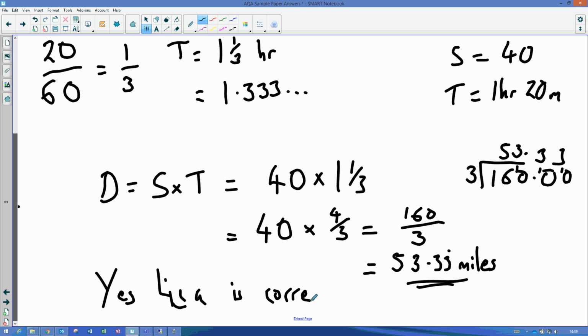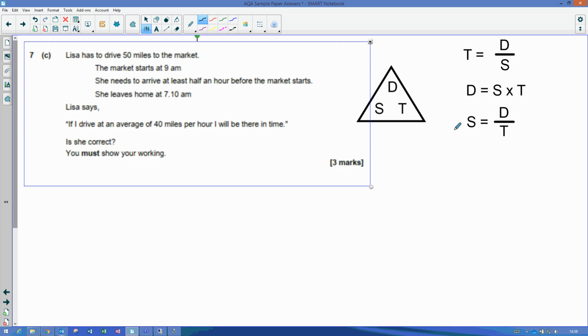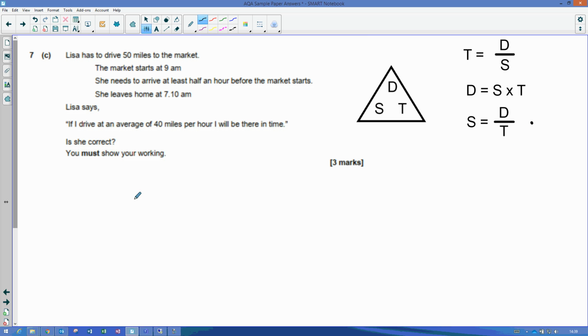Because 53.33 is greater than 50. So that's using one version of the formula. What about if we wanted to use this version of the formula instead?